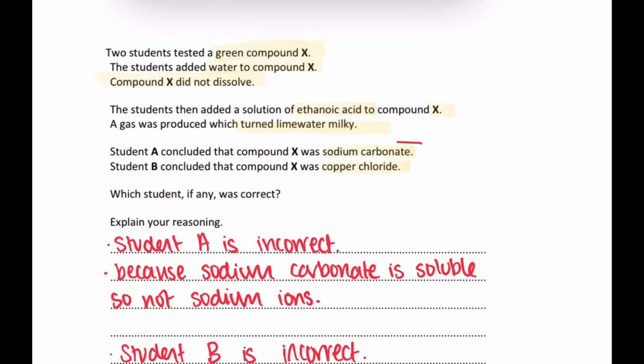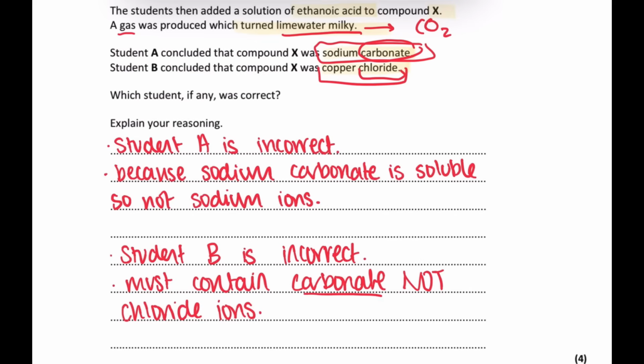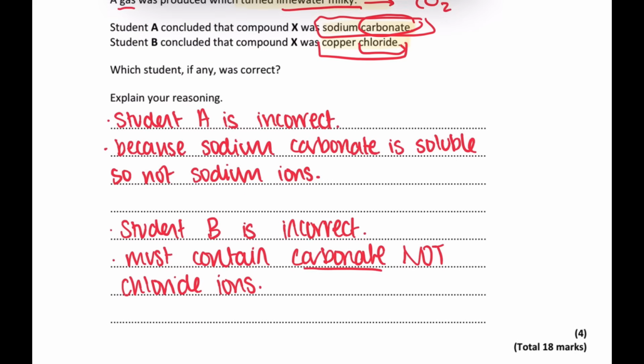Now, they said that it was sodium carbonate and that compound X did not dissolve. However, this is going to be incorrect because sodium would have dissolved, so this means it cannot be sodium carbonate since it's soluble because of those sodium ions. Now, it cannot be copper chloride either, because it says over here that there was a gas which turned lime water milky. We know that the test for lime water, and if it turns milky, is CO2. So it cannot be chloride, instead it is carbonate. So they were half correct. It is not chloride ions, instead it is carbonate.